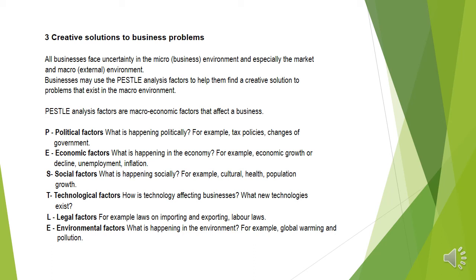Then social factors for S. What is happening socially? For example, cultural, health, population growth. T, technological factors. How is technology affecting businesses? What new technologies exist? L, legal factors. For example, laws on importing and exporting, labor laws. E, environmental factors. What is happening in the environment? For example, global warming and pollution. All these 6 letters stand for the macroeconomic factors: political, economic, social, technological, legal, and environmental factors.